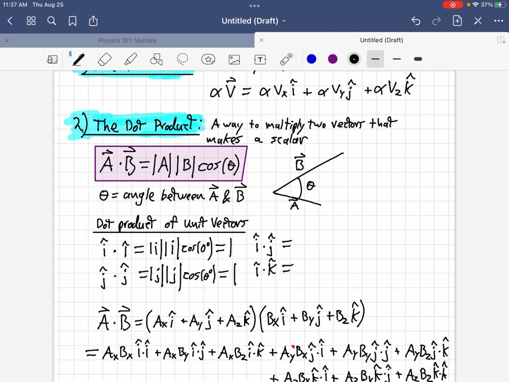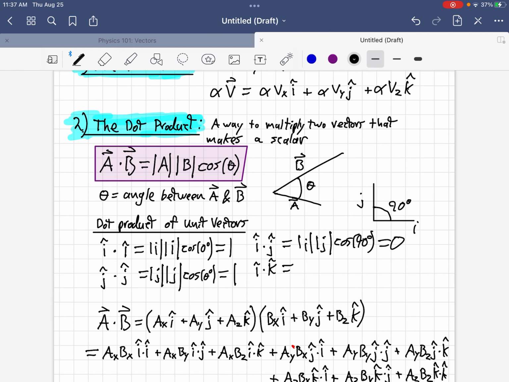Well, what about i dot j? So now i is going in this direction and j is going in this direction. What is the dot product of these guys? Well, they're separated by an angle of 90 degrees. So we have the magnitude of i, which is 1, times the magnitude of j, which is 1, but then it's times cosine 90 degrees, which is 0. So 0 times 1, 0.